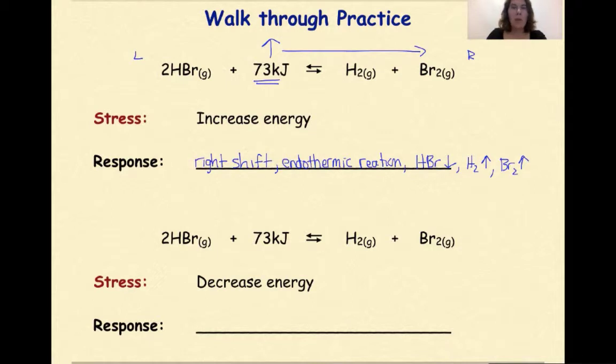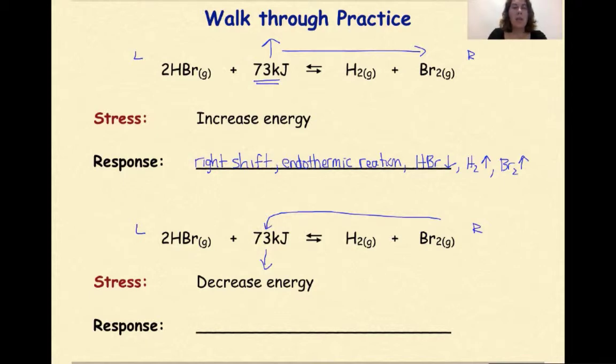Let's look at another example. This is my left, this is my right. Now we're decreasing energy. So we're pulling 73 kilojoules of energy from the system. We have to shift to replace the energy that was lost.